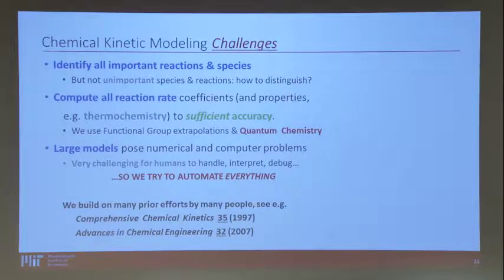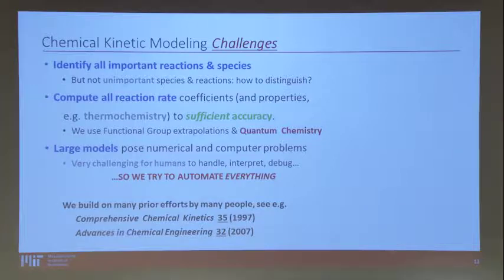All right. So we have some challenges. We have to be able to identify all the important reactions and species. We really don't want to include a lot of unimportant reactions and species because it would make us do more work with no benefit to our predictive ability. So we have to be able to somehow distinguish between what's important and what's unimportant in the species and the reactions. And then we have to do all the computations to sufficient accuracy.